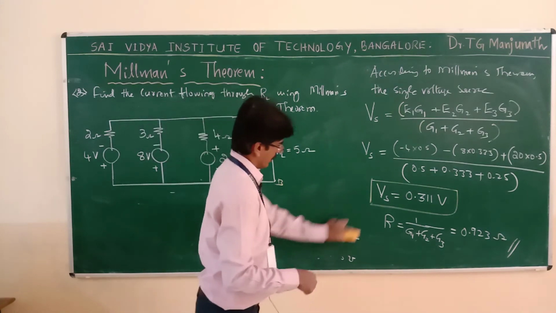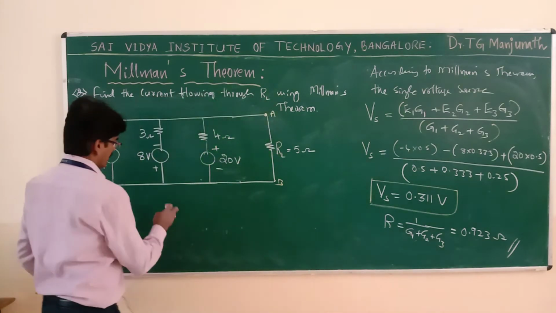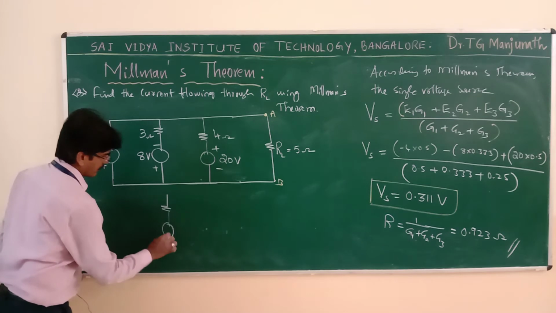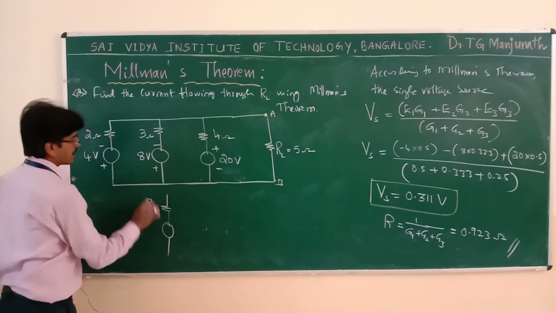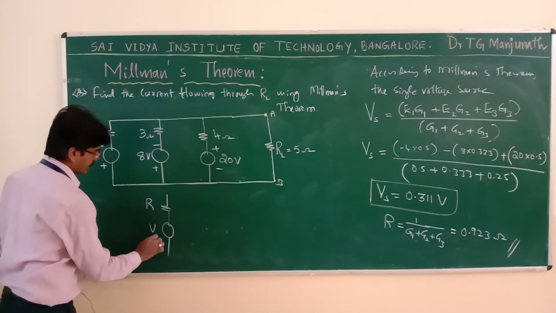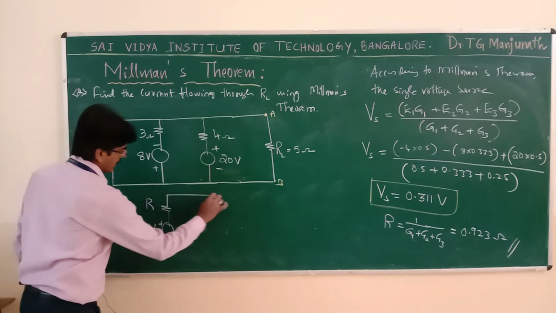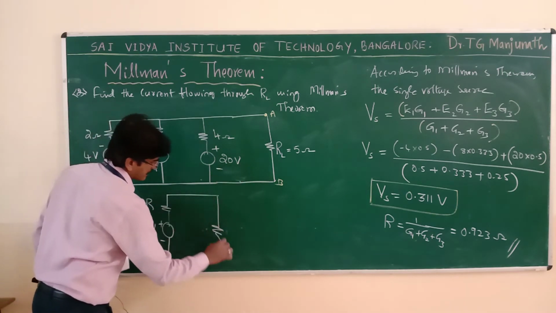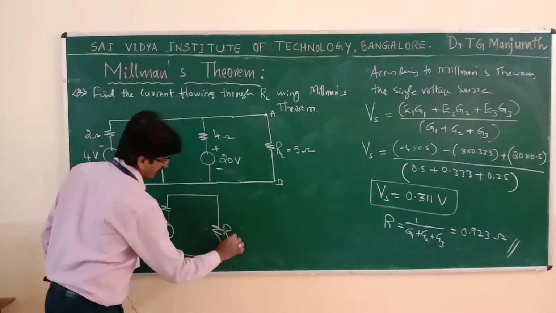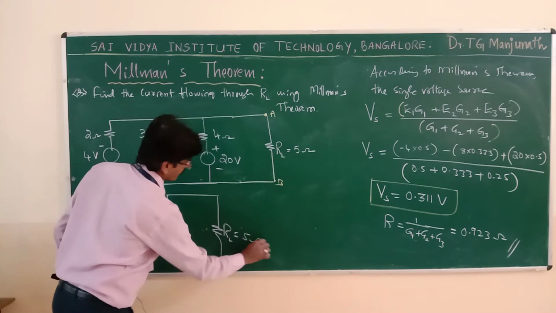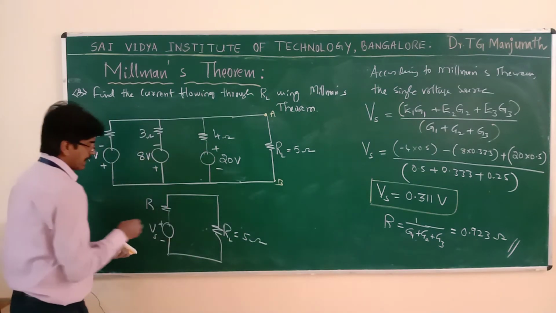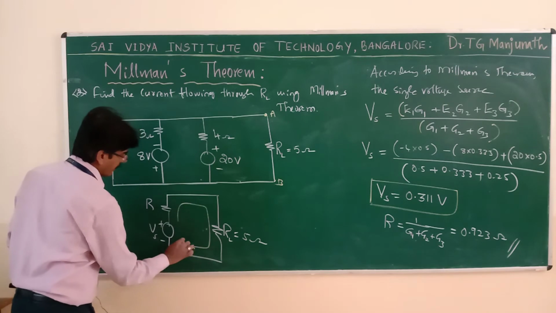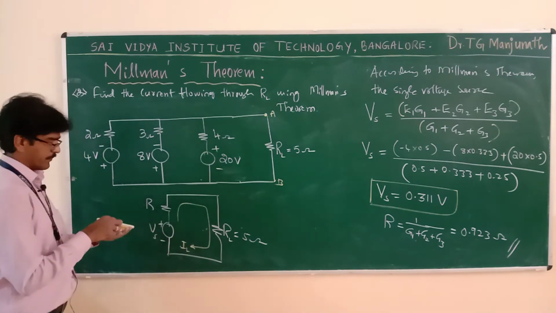Now, let us rewrite the circuit. I am converting these three voltage sources into a single voltage source and keeping the load resistance as it is. How much is it? 5 ohms. Our intention is to find the current flow now, that is, the load current.